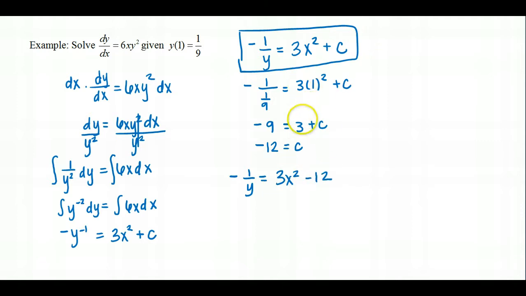Now, the last step is to write this as an explicit equation. So I need to get y by itself on one side. So let me go ahead and multiply both sides by y. So I have negative 1, if I multiply by y, equals y times the quantity 3x squared minus 12. So now if I want to get y by itself, I need to divide both sides by 3x squared minus 12.